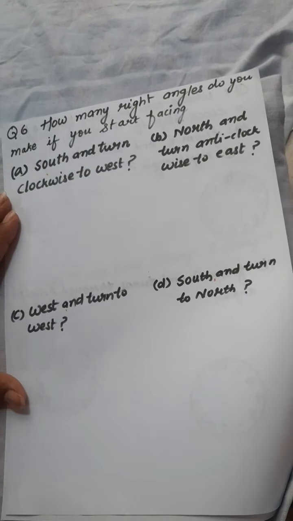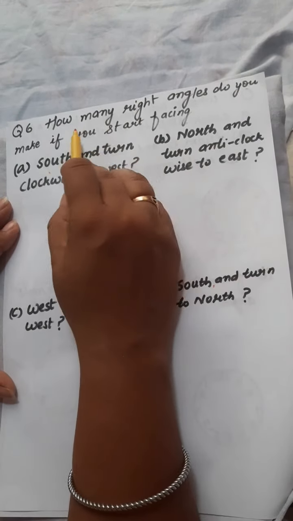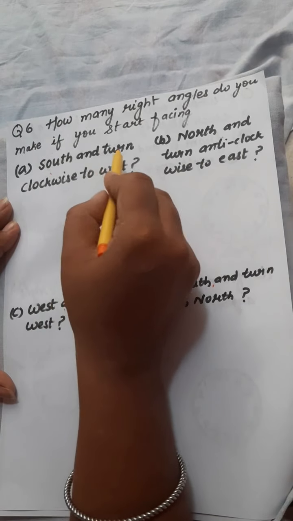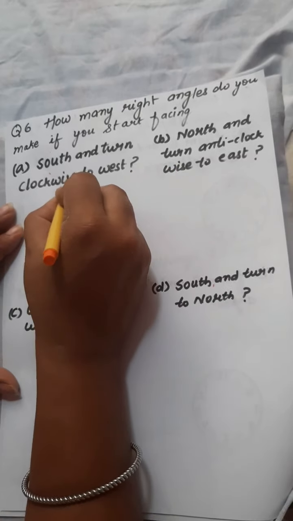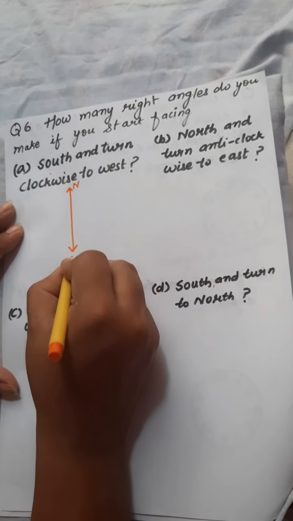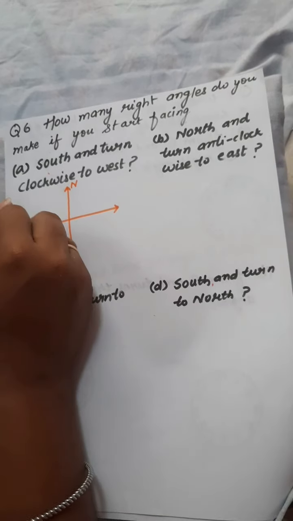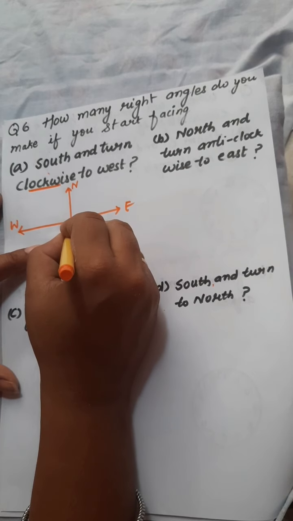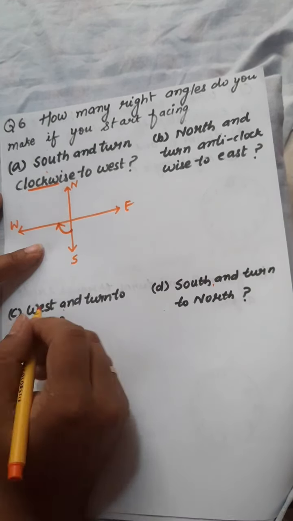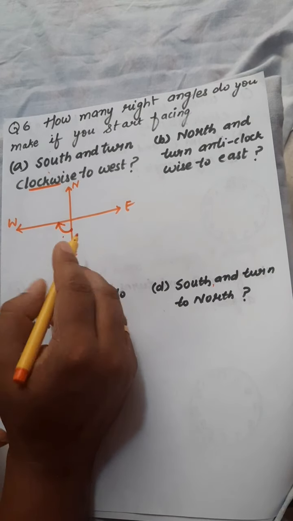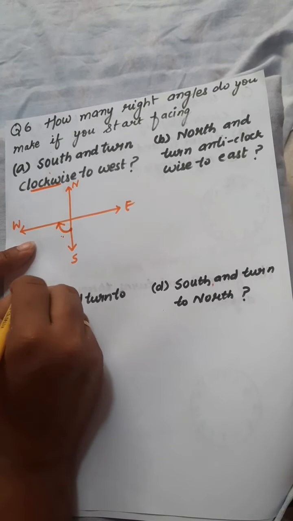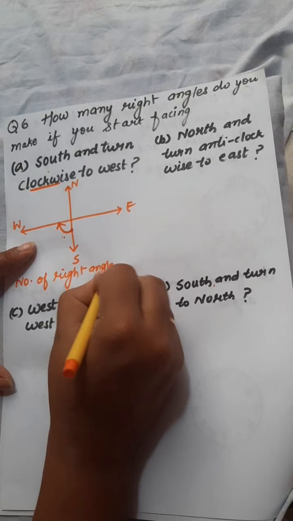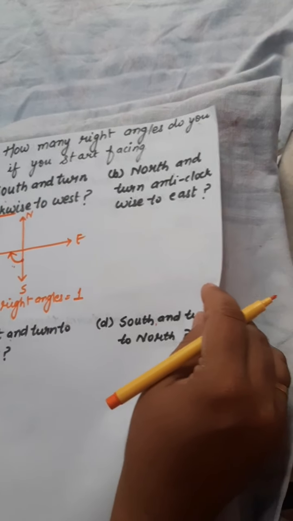Now next we have question number 6, and in question number 6 also we have to find out right angles. How many right angles do you make if you start facing south and turn clockwise to west? So here I have to draw the directions: north, south, west, east, and here we have to move clockwise from south to west. And here we have only one right angle. The number of right angles is equal to 1.